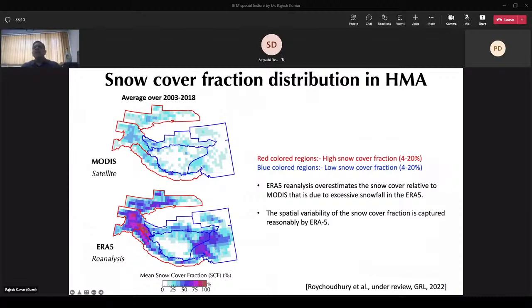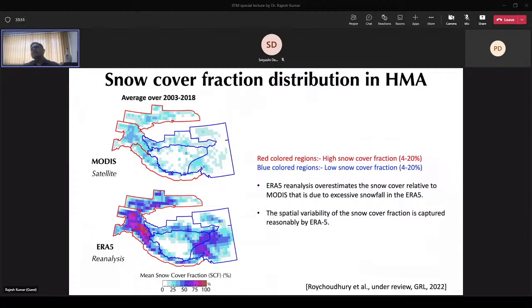One thing that becomes clear from this figure is that ERA5 reanalysis overestimates the MODIS snow cover fraction, although it captures the spatial distribution. Both MODIS and ERA5 show that around the edges of the high mountain Asia, the snow cover is higher, and in the inner parts, the snow cover is lower.